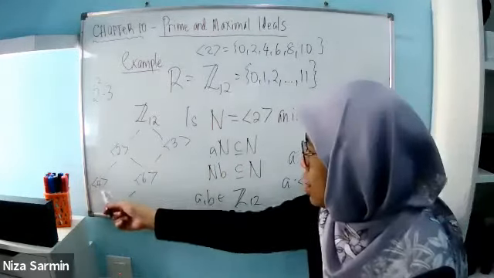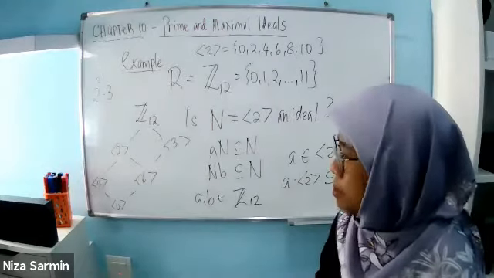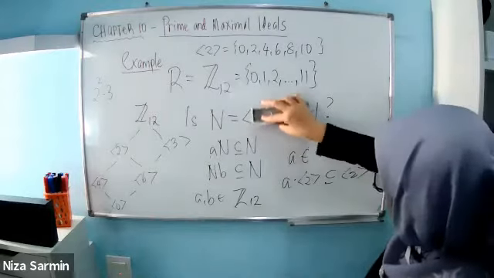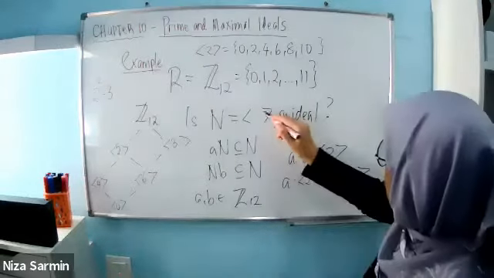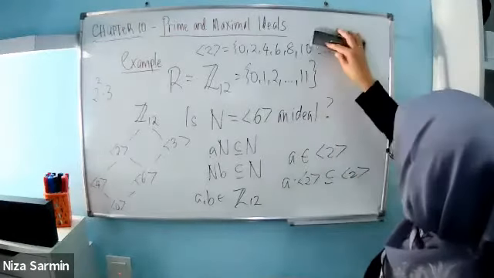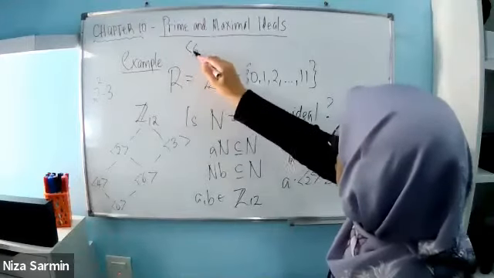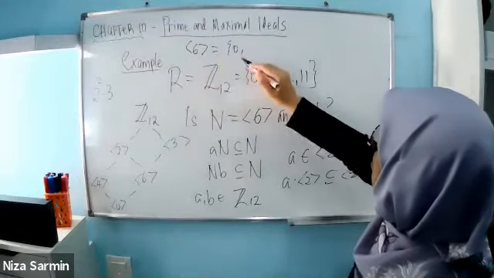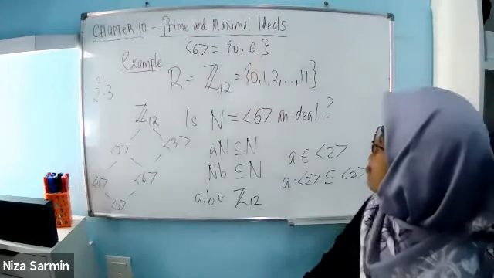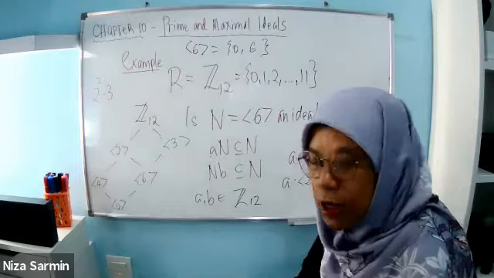This is also an ideal. This is also an ideal. Let's check maybe 6. Let's check 6. So the answer is yes. Okay, six, and then done, right? Because 12 is 0. Okay, there are not that many things to check.